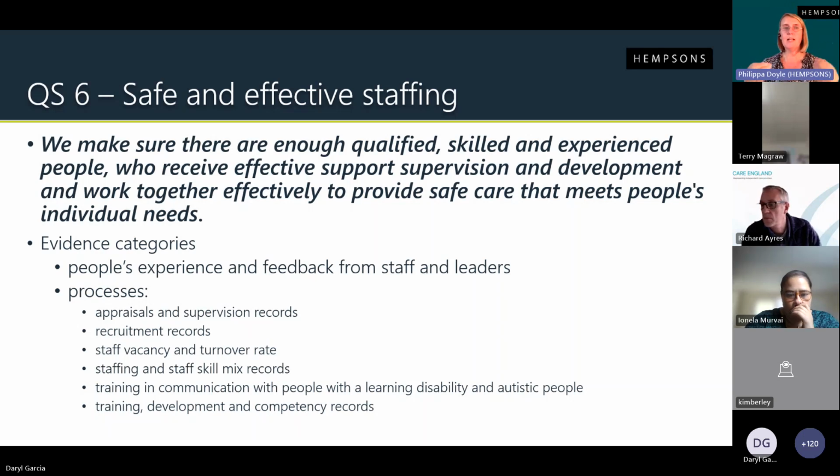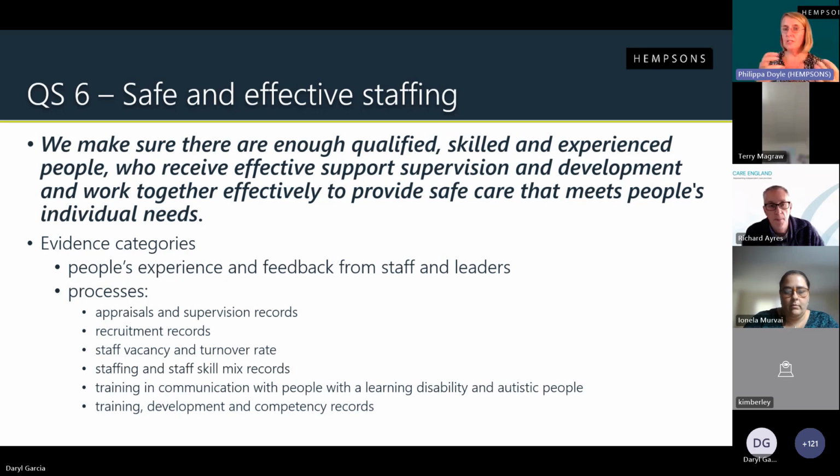The quality statement itself says, we make sure that there are enough qualified, skilled and experienced people who receive effective support, supervision and development and work together effectively to provide safe care that meets people's individual needs. That wording is very similar to Regulation 18, staffing, in the fundamental standards of care, which is what you're being judged and scored against. But CQC gives a little bit more detail. They tell us which evidence categories they're going to look at in relation to this quality statement.